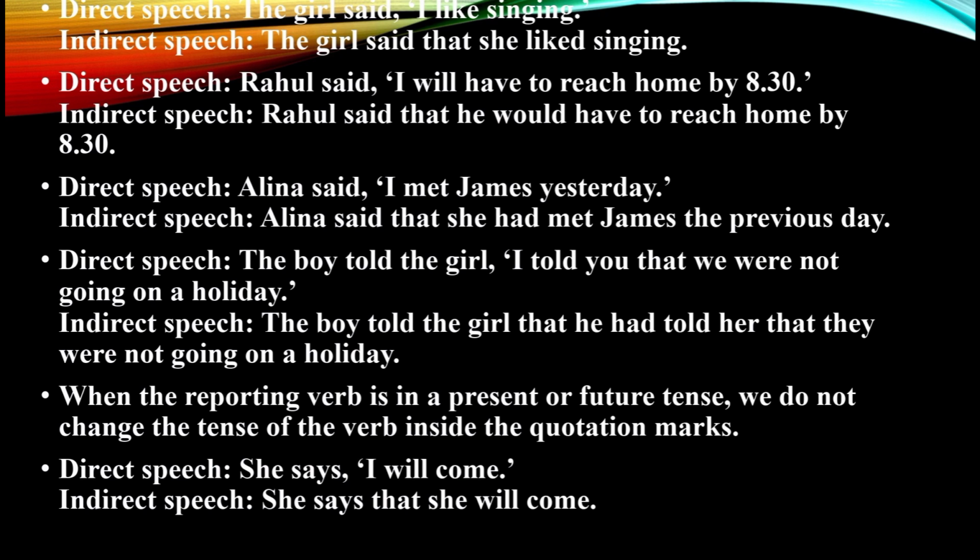When the reporting verb is in a present or future tense, we do not change the tense of the verb inside the quotation marks. That I said already. If the reporting verb is in present tense, the whole sentence will be in present tense. So we don't want to change the things which are there inside the inverted commas. For example, she says, "I will come." When we are converting this sentence into indirect speech, it will become she says that she will come. There is no change at all. Because the first part is present tense, the whole sentence should be in present tense.